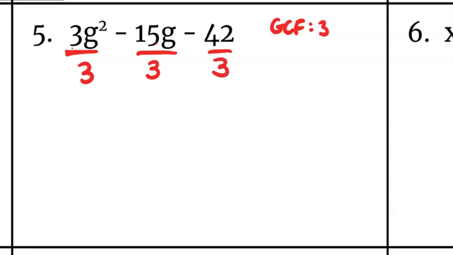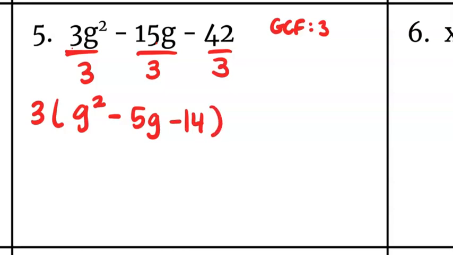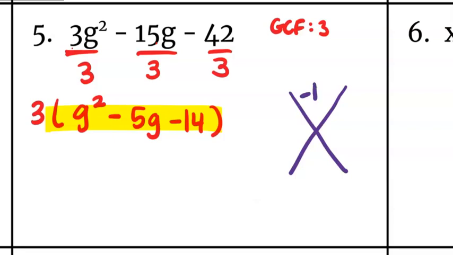There's not a G in all 3, so I can't take a G out. So I write my GCF out in the front, and then I'm left with 3 divided by 3 is G squared, minus 15G divided by 3 is 5G, and 42 divided by 3 is negative 14. Once I've done that, I'm going to factor just the inside of my parentheses the same way I did in those last couple of equations or examples. So I'm going to make my x. At the top, I'm going to put negative 14 because 1 times negative 14 is negative 14. And I'm going to put negative 5 at the bottom.